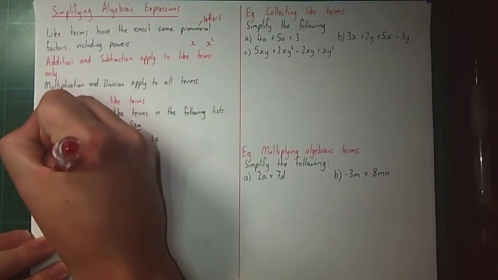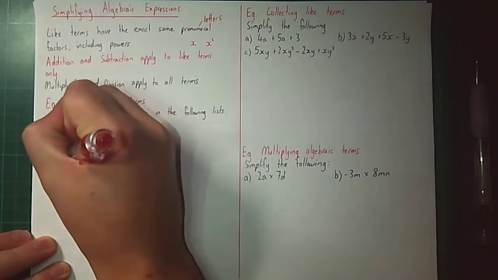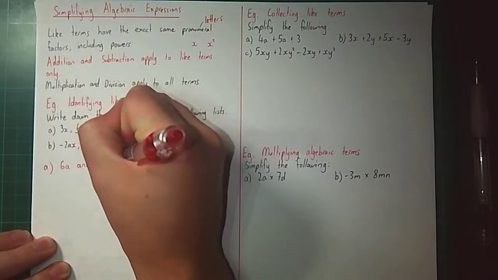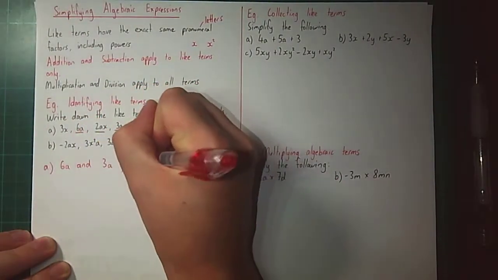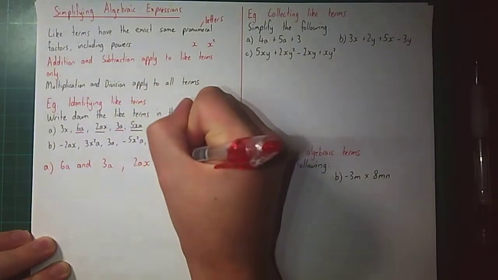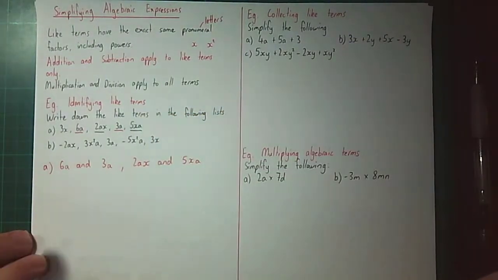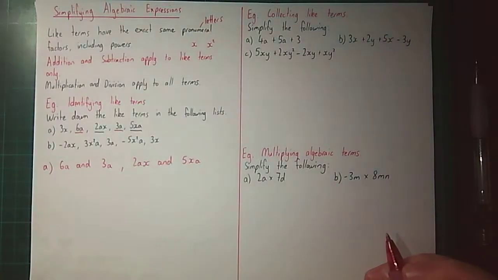So for our answer for A, the like terms are 6a and 3a and 2ax and 5xa. There are the like terms for part A.